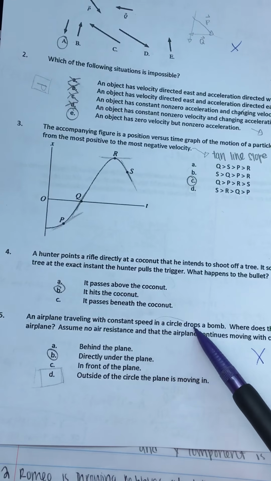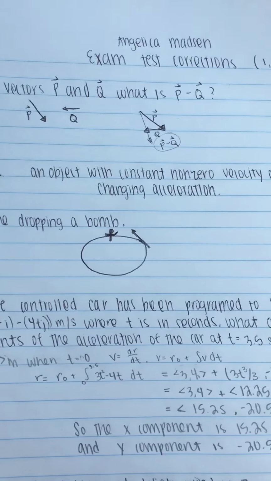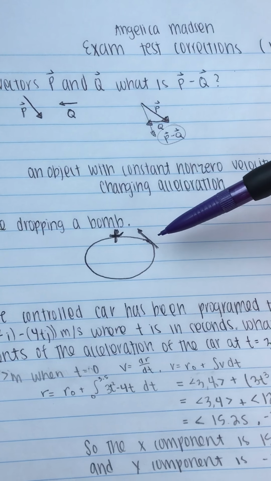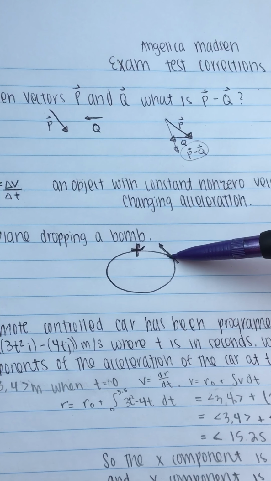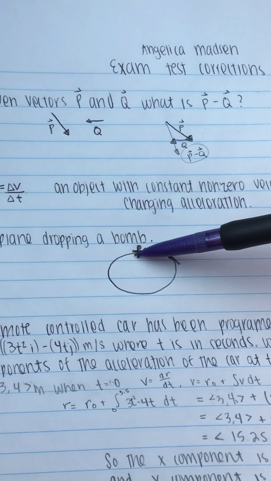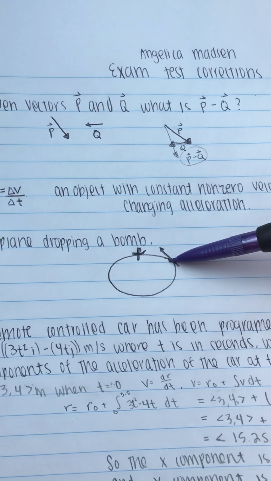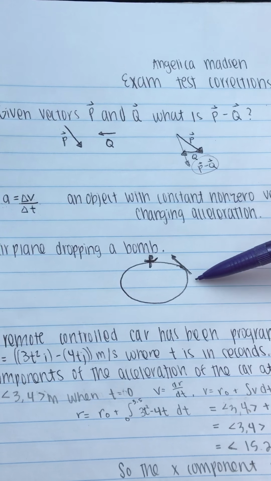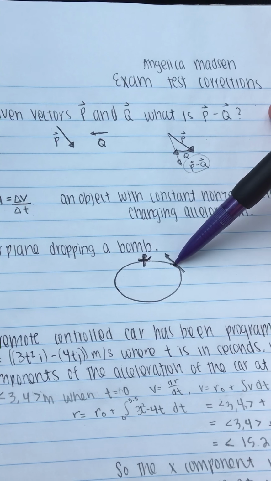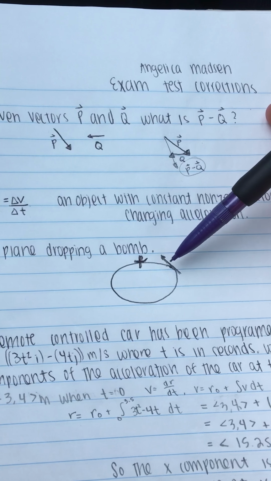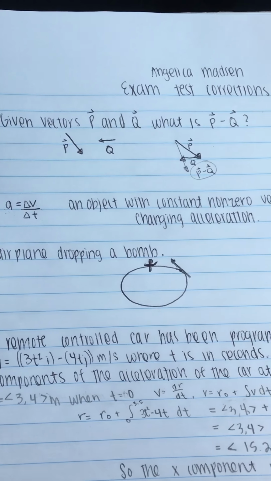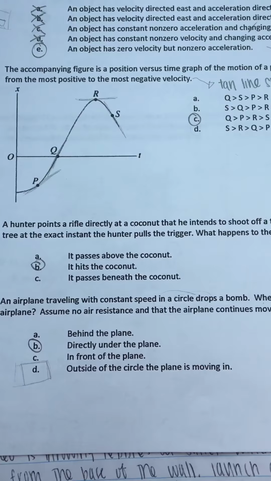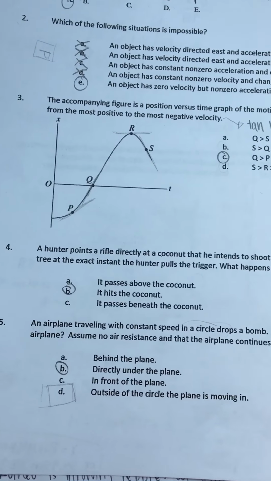But since we are going in a circle, I drew a little picture. The plane is going in this circle right here. The bomb has no force to continue to push it into the circle, so it will just use the continual motion forward, and it will continue on that tangent line and land outside of the circle the plane is moving in. And that was option D.